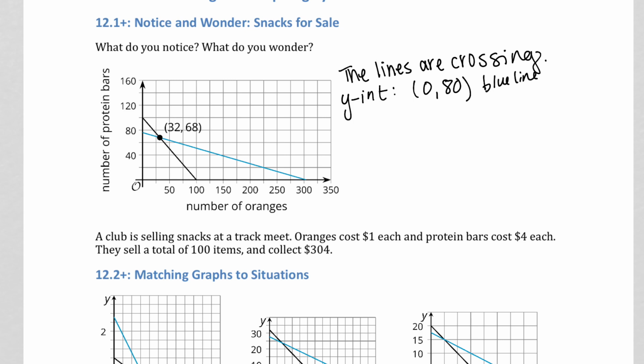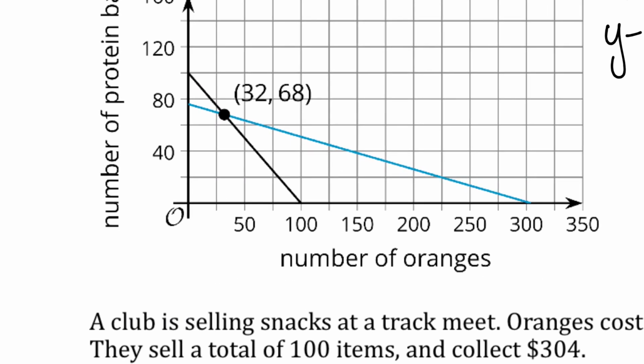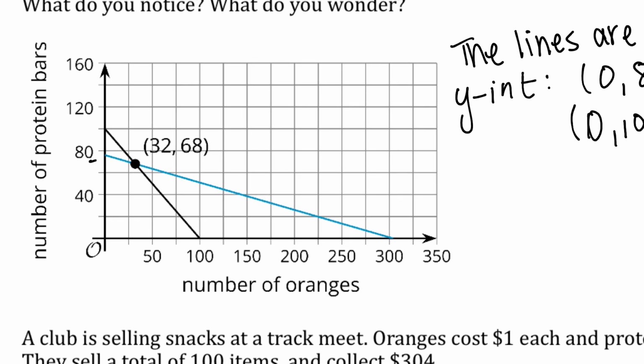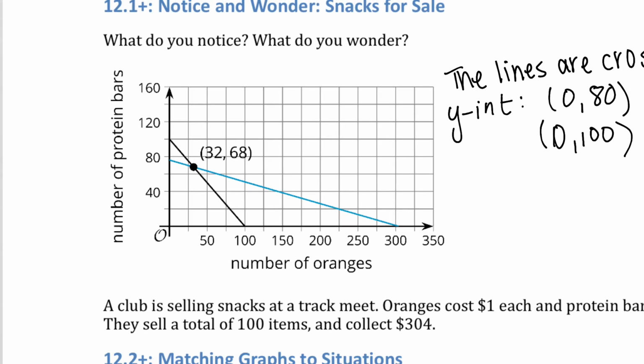What is it for the black line? 100? Probably 100, yeah. So 0, 100 for the black line. That's approximate. I think it might be a little less than 80 for the blue line, and we can see that here. It's a little bit below there, but that's okay. What else do you notice here?